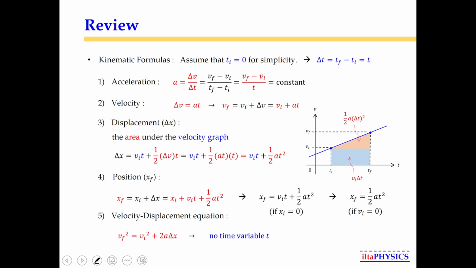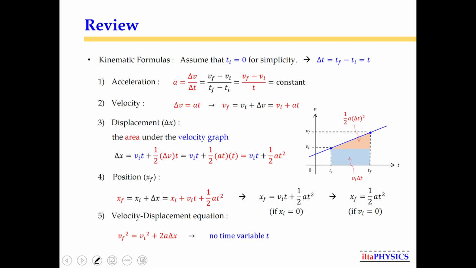Here is the summary. Acceleration is the change in velocity divided by the change in time. Since this is constant acceleration, it always has the same value. Velocity at any moment is equal to the initial velocity plus the change in velocity, and that change in velocity is acceleration times time. So velocity equals initial velocity plus acceleration times time.